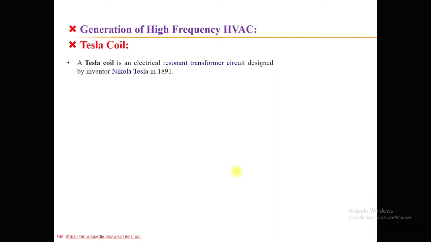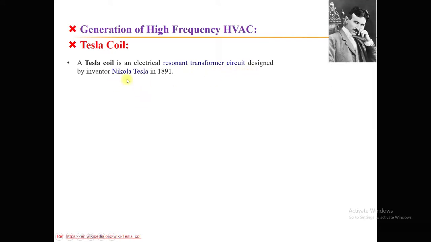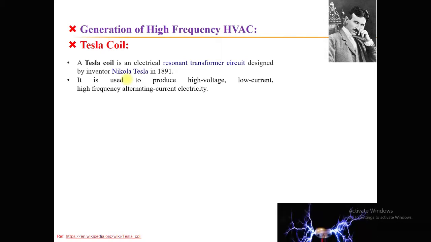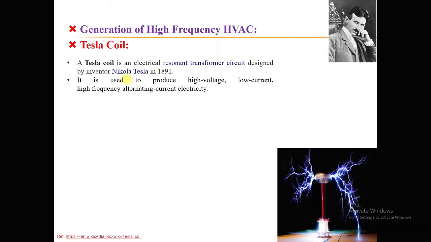So the Tesla coil is an electrical resonant transformer circuit. It operates on the principle of parallel resonance, and it was invented by Nikola Tesla in 1891. It is used to produce high voltage, low current, high frequency alternating current electricity. Here you can see in the photograph how the Tesla transformer looks.